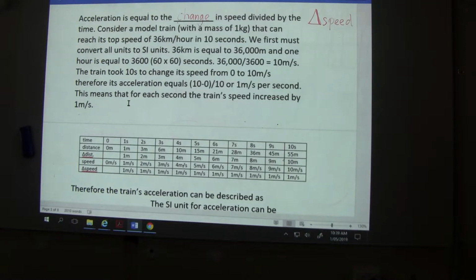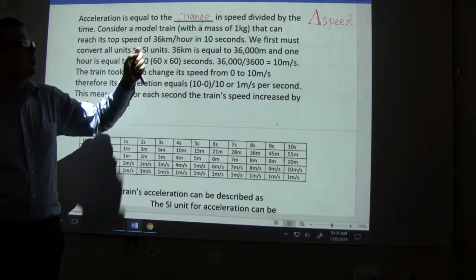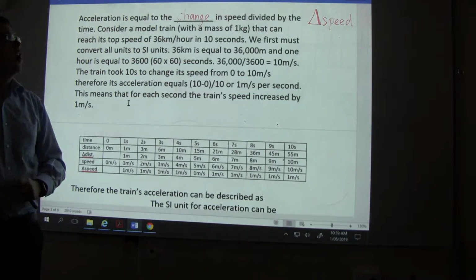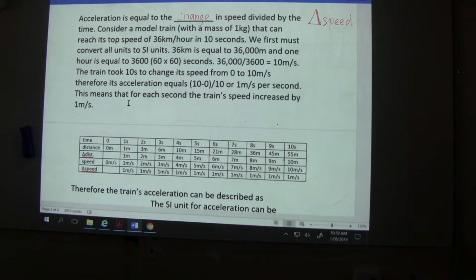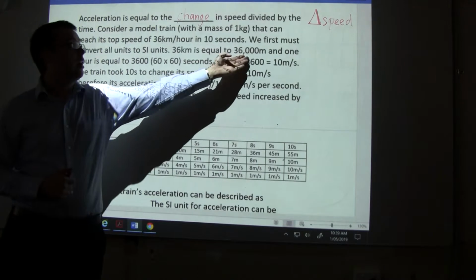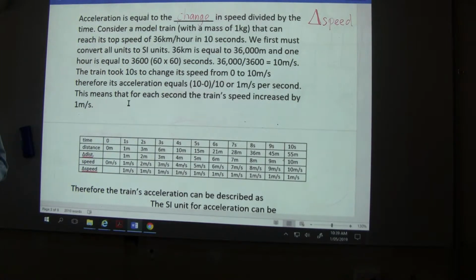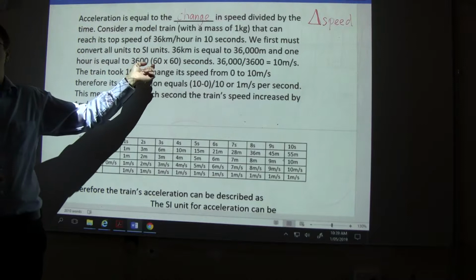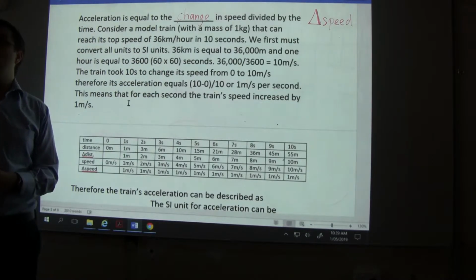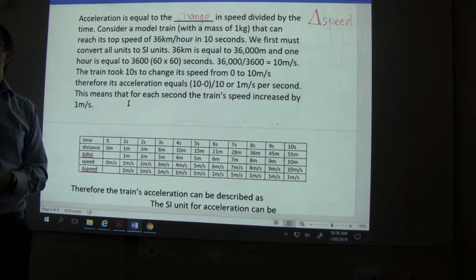Consider a model train. Let's say the train had a mass of 1 kilogram. It can reach its top speed, 36 kilometers per hour, in 10 seconds. Well, first of all, we don't like kilometers and we don't like hours. So we have to convert kilometers and hours into meters and seconds. If there's 36 kilometers, that means there's 36,000 meters. And how many seconds are there? In an hour there's 60 minutes and 60 seconds. So how many seconds are there in an hour?